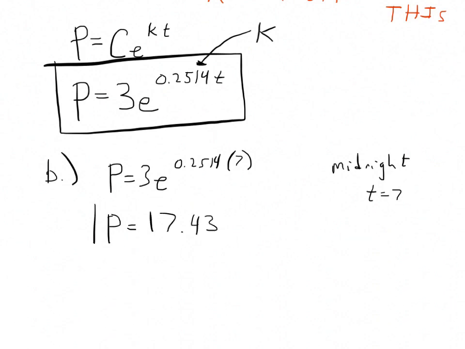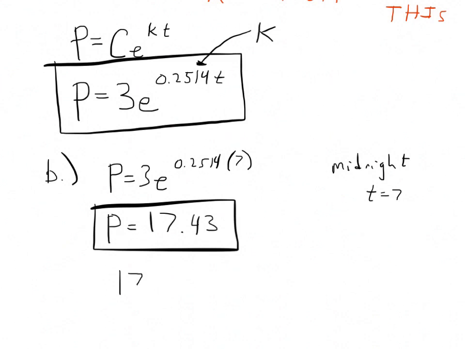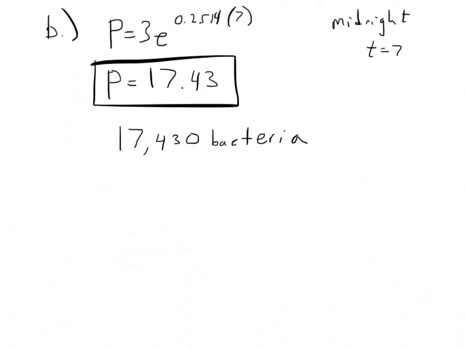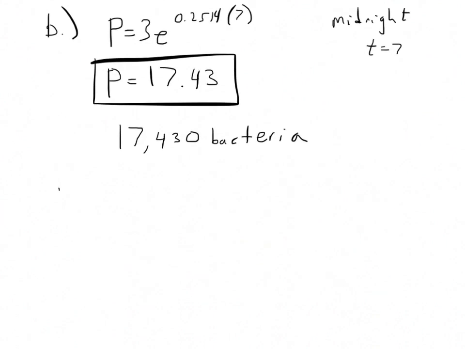Now keep in mind, what does that mean in the context of the problem? This 3 represented 3,000. The 8.2 that we plugged in earlier represented 8.2 thousand. So this 17.43 represents 17,430 bacteria. Right? So now we just have part C. That's the last part of this problem, and then we're done.